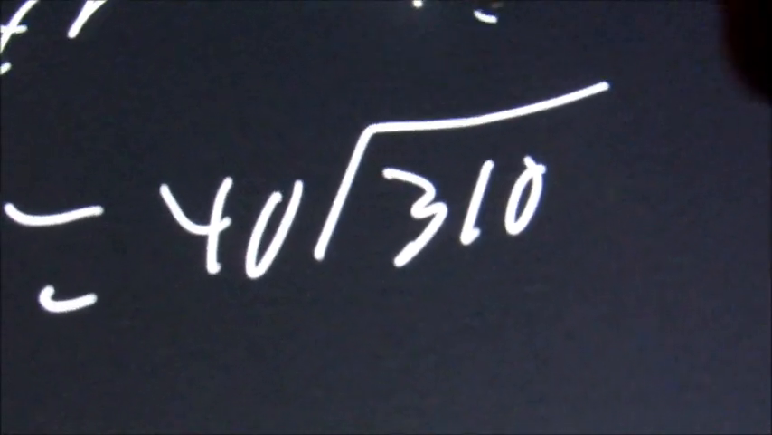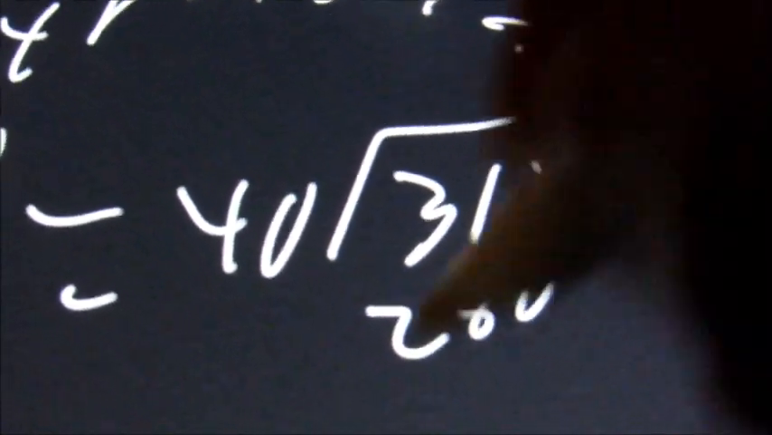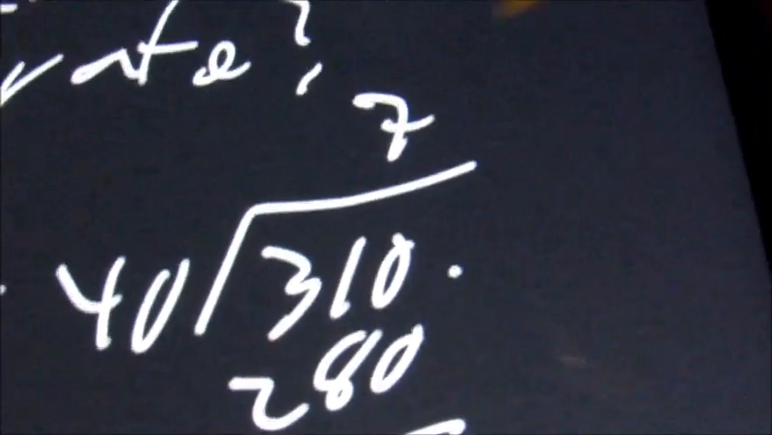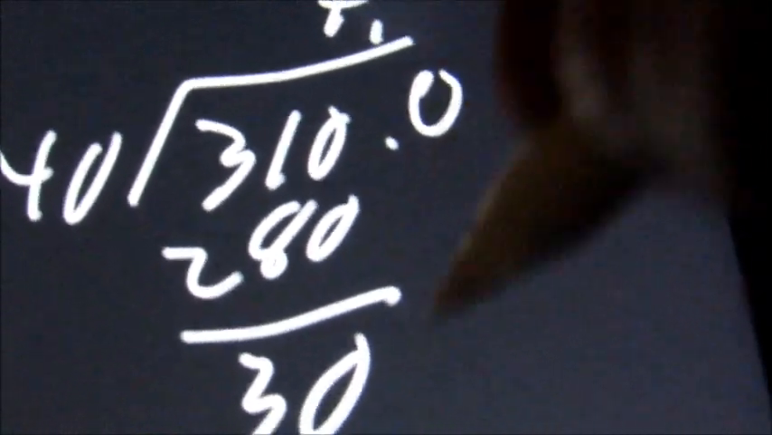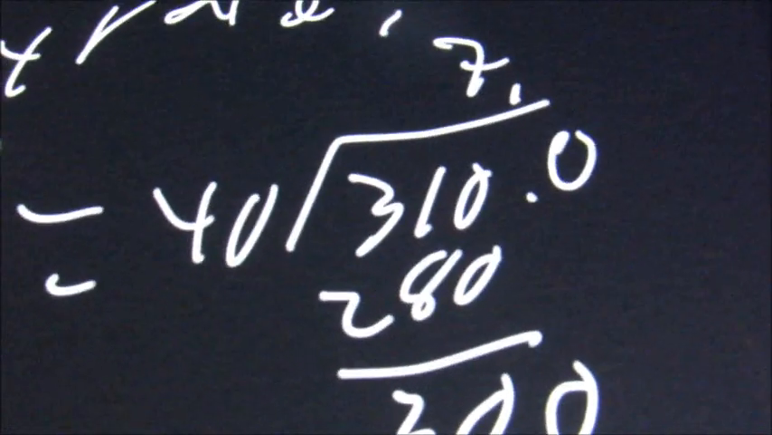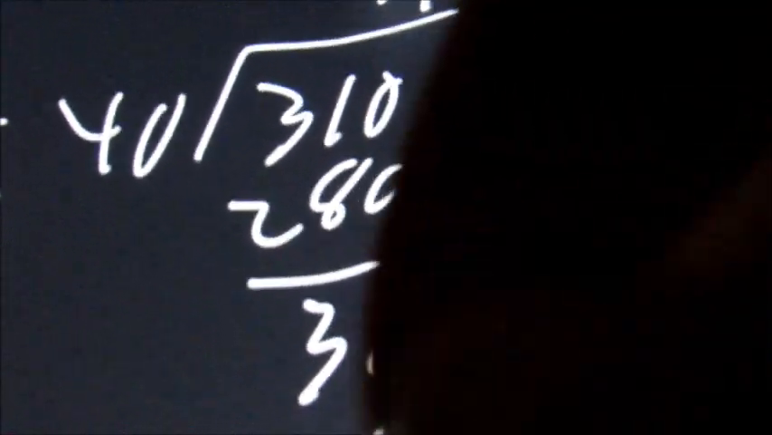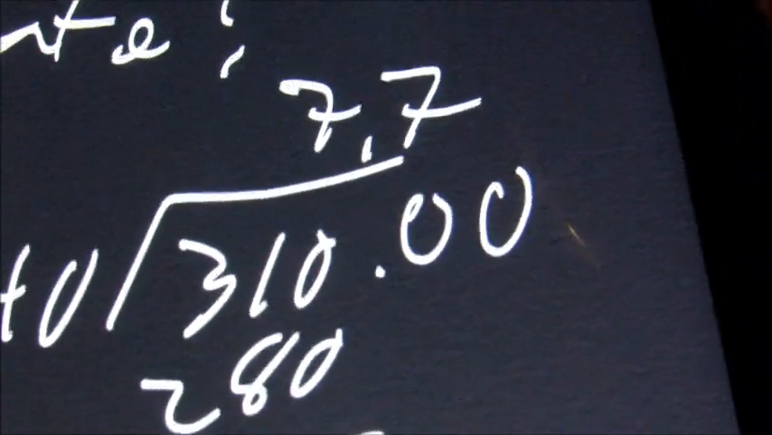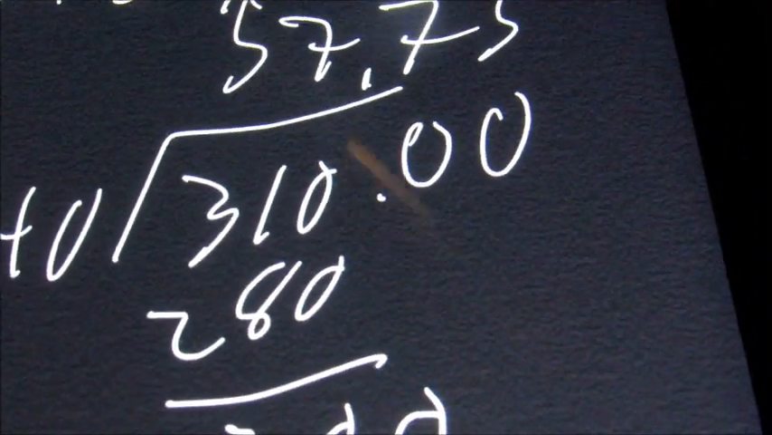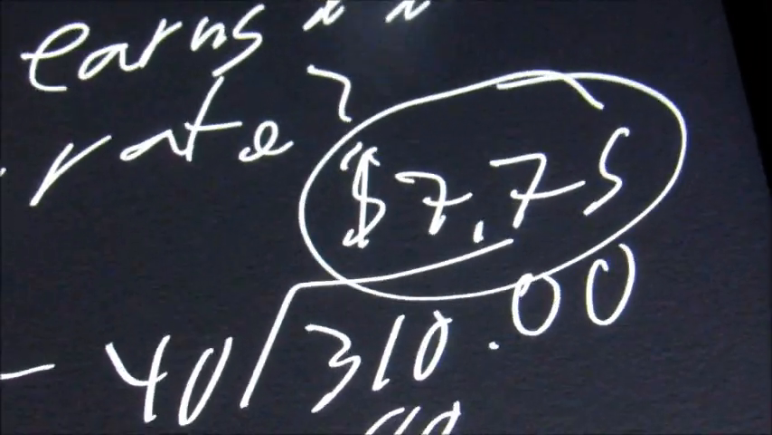40 will go into 310 7 times. That's going to be 280 with a 30 remainder. So we have to put a dot 0 and then our point 0 here. 40 into 300 will go 7 times, and 280 with 20 remainder. So we'll need to add another 0. And 40 will go into 200 5 times, and 5 times 40 is 200. So the rate here, the hourly rate, is $7.75.